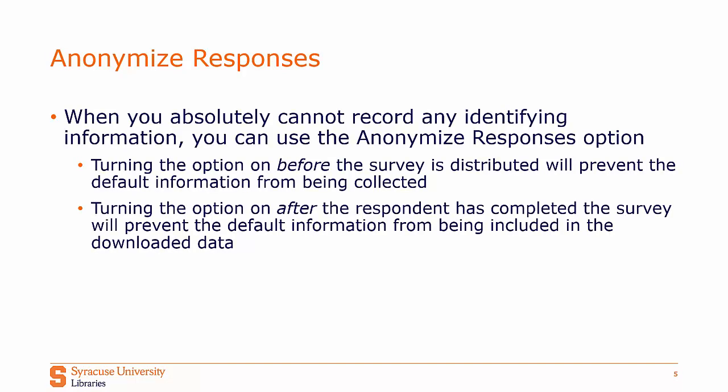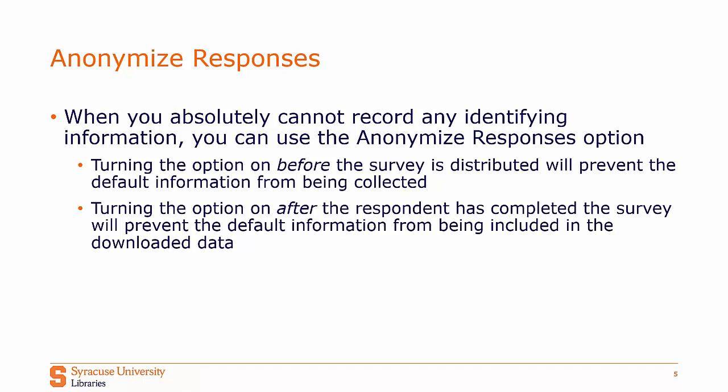With the Anonymize Responses option, you can use this when you absolutely cannot record any identifying information. Turning the option on before the survey is distributed will prevent the default information, that being IP address, latitude, longitude, person's name, and email if you're using a contact list, from being collected in the first place. Turning this option on after the respondent or respondents have completed the survey will prevent that default information from being included in the downloaded data.